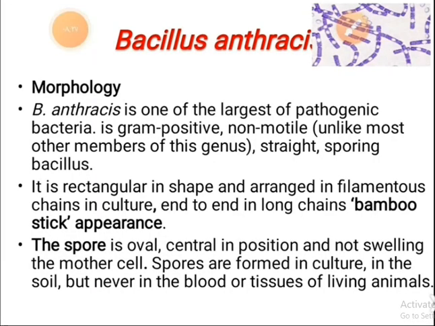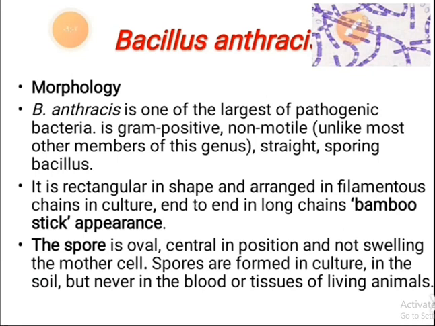Bacillus anthracis was the first pathogenic bacteria observed under the microscope. Bacillus anthracis is one of the largest pathogenic bacteria: gram-positive, non-acid-fast, non-motile. The non-pathogenic species are motile, while the pathogenic Bacillus anthracis is non-motile, citrate, and spore-forming. The bacillus is rectangular in shape, as we mentioned, and arranged in filamentous chains in culture.